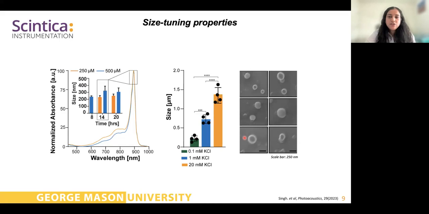And just to confirm whether we were truly seeing nano-sized aggregates, we did some SEM imaging, and we did observe that we obtained particles with an average size of 250 nanometer.